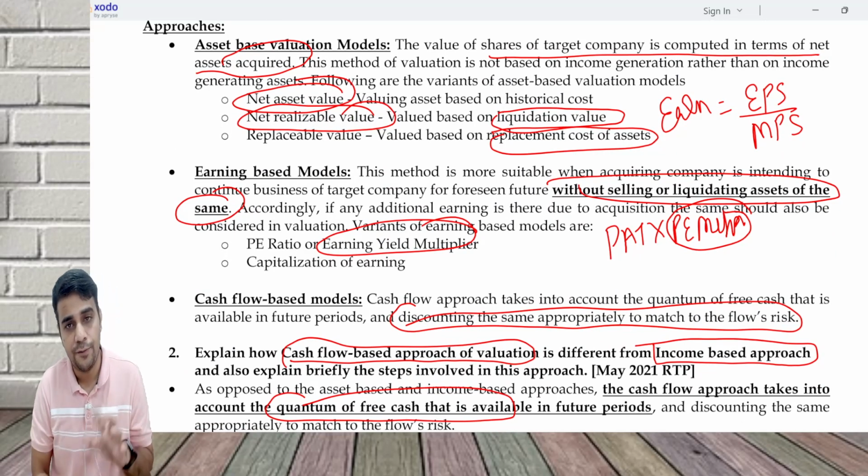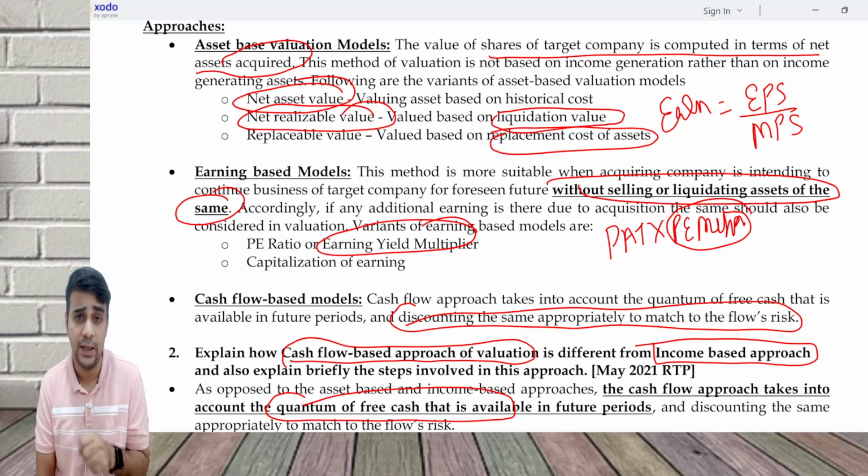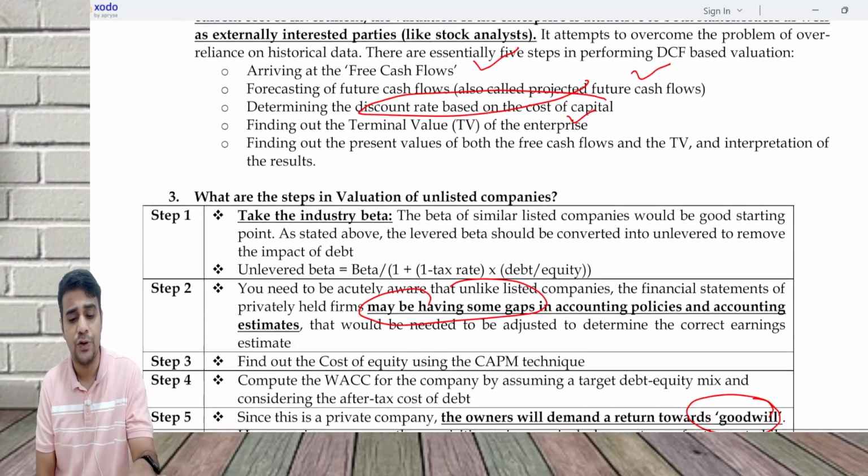How is cash flow different from earnings? In earnings, we work with PAT. In cash flow, we are working with free cash flow available after meeting your capital expenditure, after meeting your working capital requirement. How do you do valuation of an unlisted company?